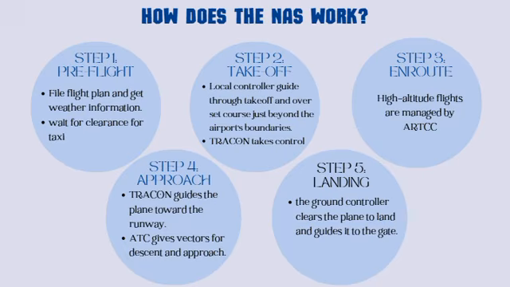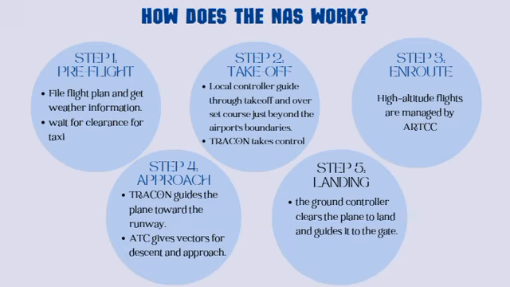Step 2, takeoff. The local controller will guide the plane through takeoff and over a set course just beyond the airport boundaries. After takeoff, control is handed to TRACON, Terminal Radar Approach Control. These controllers keep planes separated within 50 miles of an airport's airspace at altitudes up to 17,000 feet. Step 3, en route. High-altitude flights are managed by the Air Route Traffic Control Center, ensuring safe distances between planes. Radar and ADS-B track aircraft position in real time.